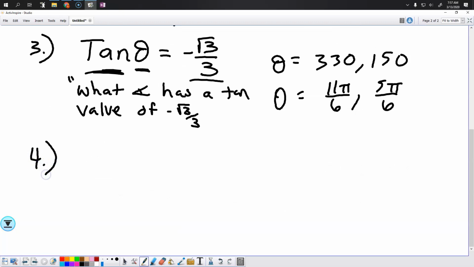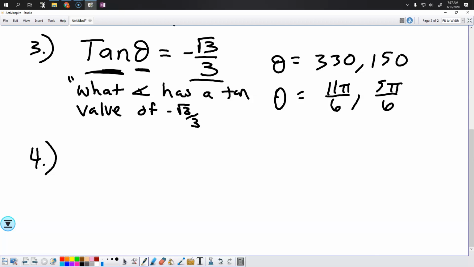So sine, we're looking for a what value? A y value. For cosine, we're looking for an x value, and for tangent, you just look at the tangent circle I made for you guys. Okay? So for tangent, you're not looking for x or y. You're just looking at the tangent circle. Okay? All right. So there's your basic idea there.